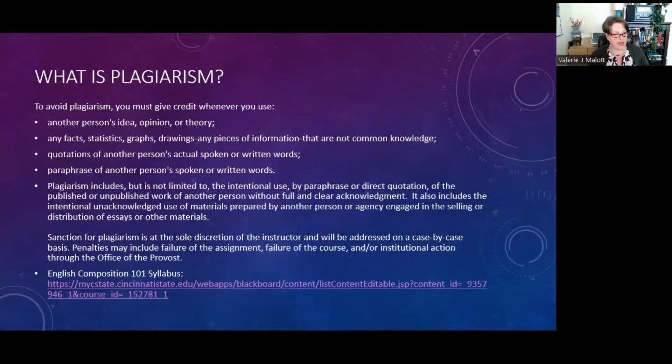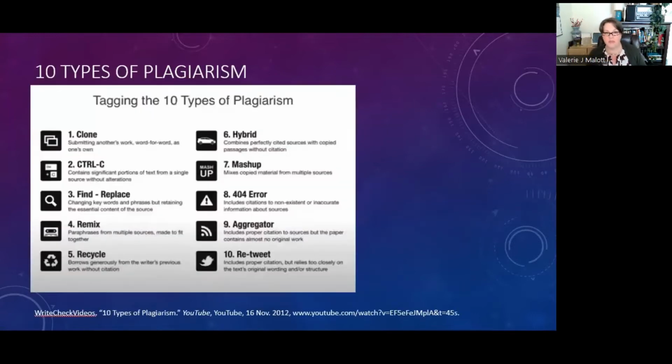So yeah, that's that. So there are different types of plagiarism. There's actually a video, and you can see the link here down at the bottom. I will post that. Just if you're curious, there are different types of plagiarism that students may not realize is actually plagiarism. There is the clone, which is just repeating word for word what somebody else has said without using quotation marks, representing it as your own ideas.